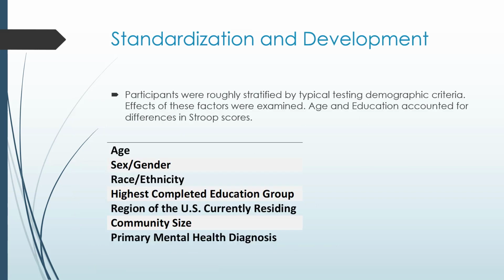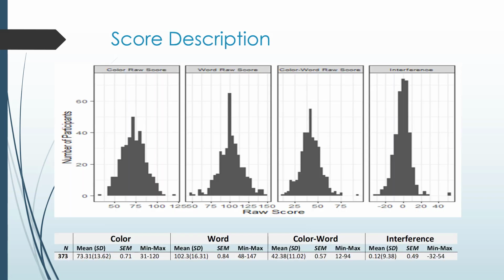For standardization and development, participants were roughly stratified to match current U.S. demographic criteria. And then the different levels for each of these demographic variables were evaluated to see if there were any differences between the different groups. None of these stratification variables were important outside of age and education. Once those were accounted for, other differences disappeared. So age and education were incorporated into the models.